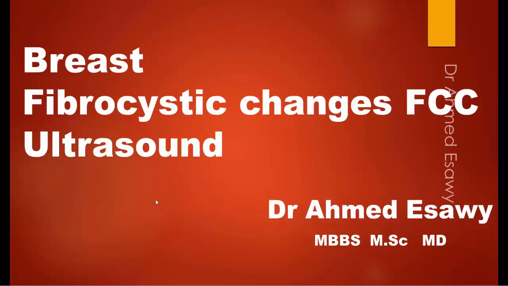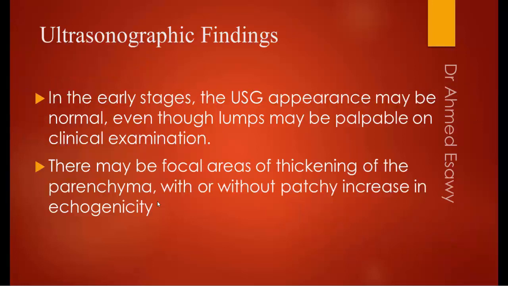Breast fibrocystic changes ultrasound study. Ultrasound role in fibrocystic change. Ultrasound finding in early stage: the ultrasound appearance may be normal, even so lumps may be palpable on clinical examination. There may be focal areas of thickening of the parenchyma with or without patchy increase in echogenicity.